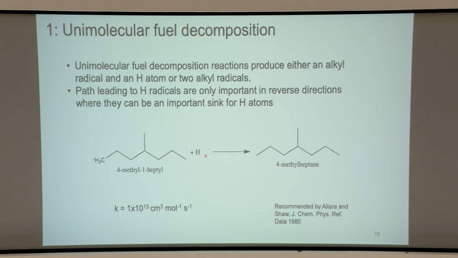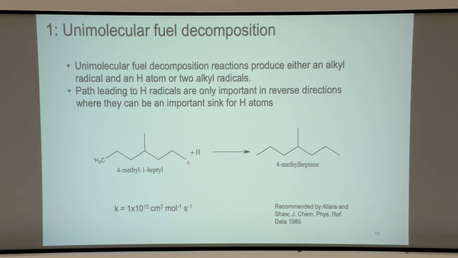And you see here, the first thing we do is write this reaction as H plus alkyl radical going to form 4-methylheptane. I should write them all as reversible. In the model, they will be reversible, but for simplicity's sake, I just put the arrow in one way. So the reverse rate will come from the thermal.